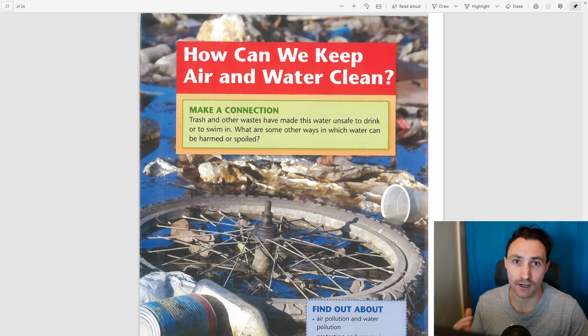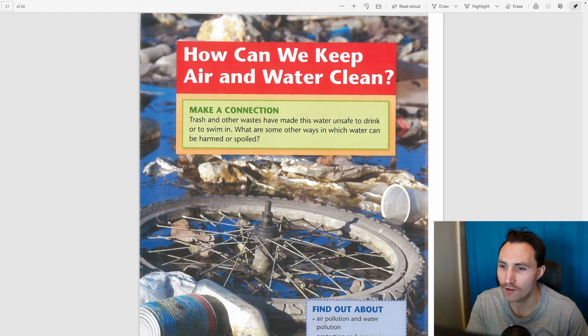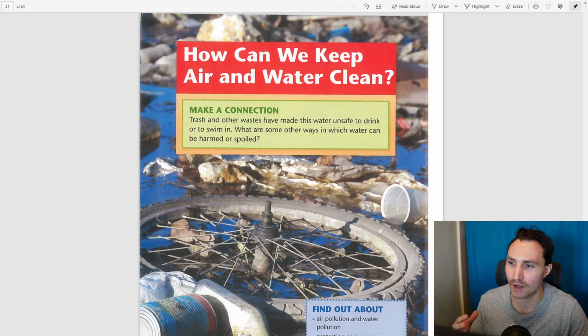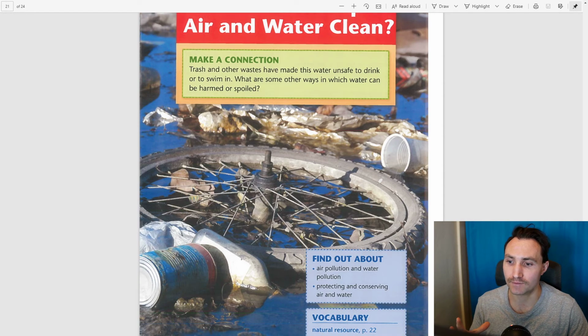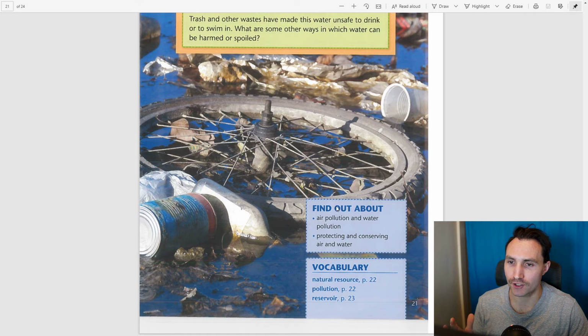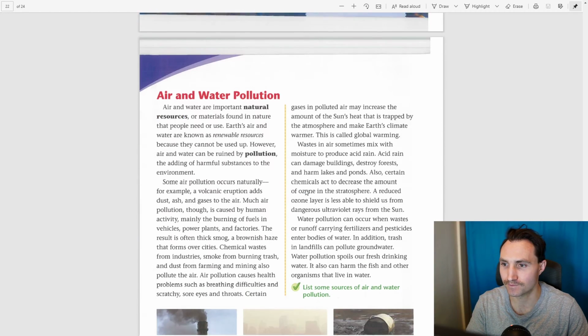So like always, let's get our minds ready for what we're going to be learning by reading the Make a Connection section right here. So read with me. It says, trash and other wastes have made this water unsafe to drink or to swim in. What are some other ways in which water can be harmed or spoiled? Okay, so as we read, we're going to figure out other ways that water can be harmed and spoiled so that we don't do that. And as we can look right here, we can see this picture, and you can guess all this littering is probably harming and spoiling water, which is not good.